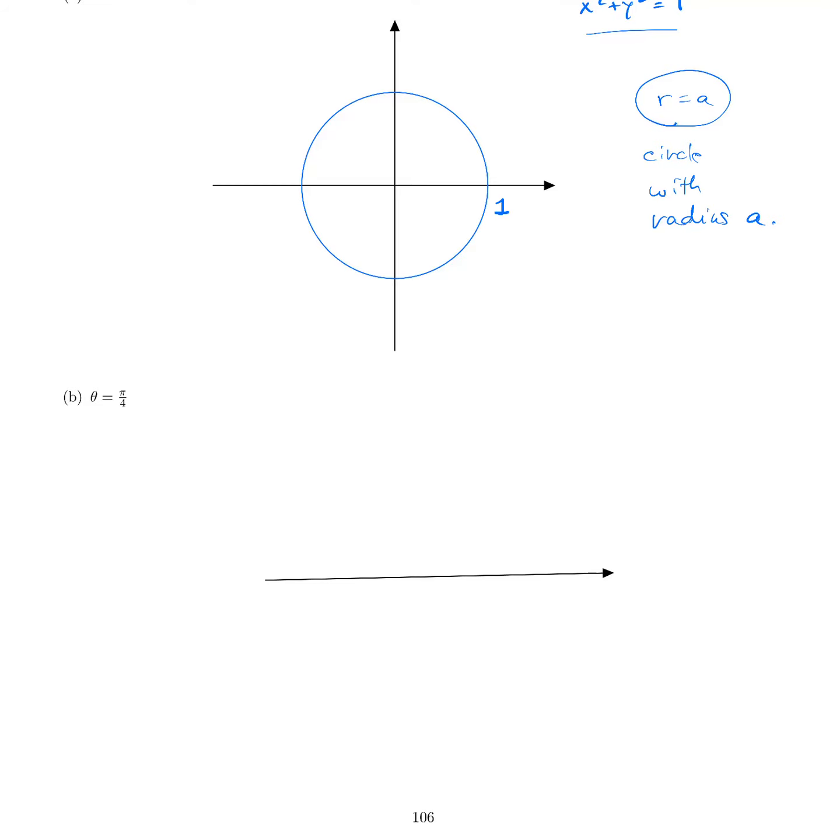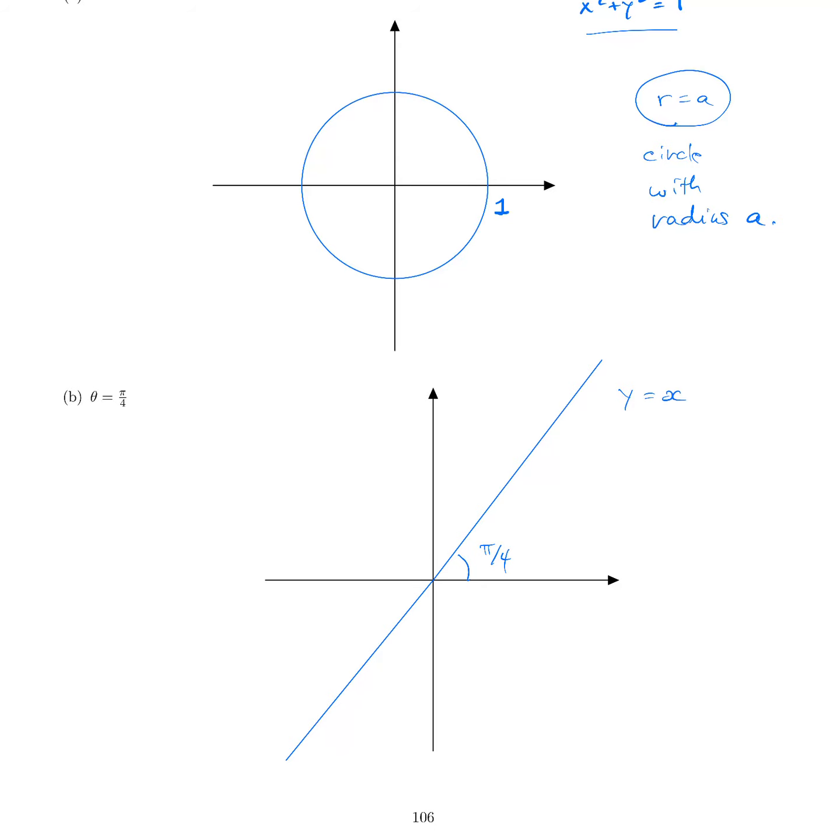You may be surprised to find that it is something you recognize. If we have a constant angle, you remember the angle is what is made with the positive x-axis. Theta is pi over 4, but the radius can be anything. So as long as that angle is pi over 4, the radius can be anything whatsoever. And so that is a line going through the origin where that angle is pi over 4. That line in rectangular coordinates is the line y is equal to x.